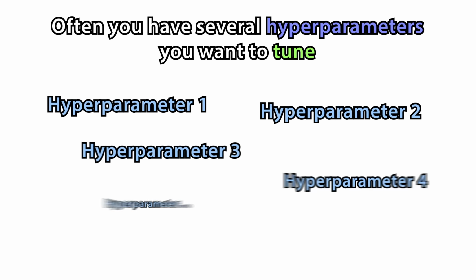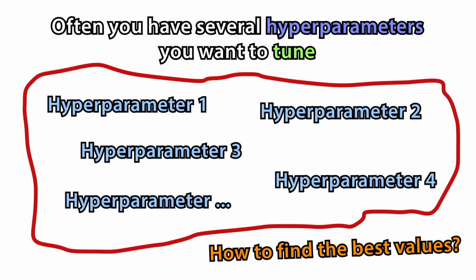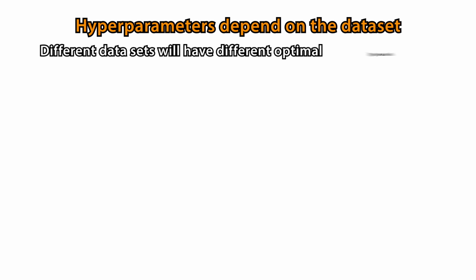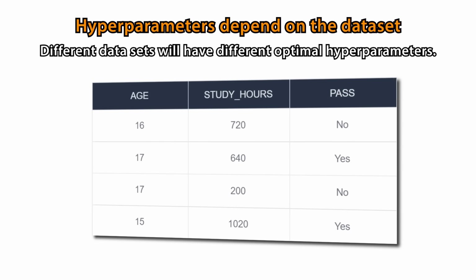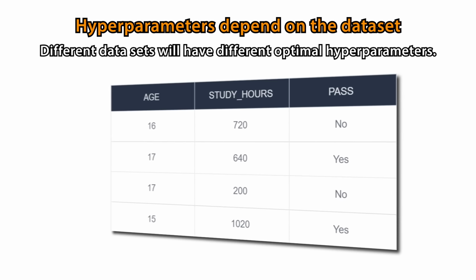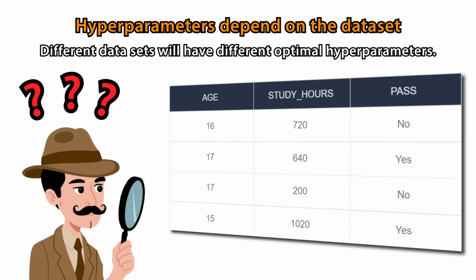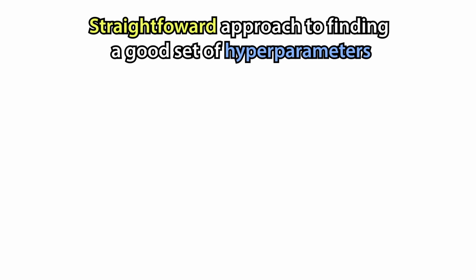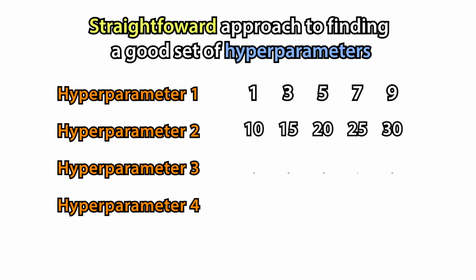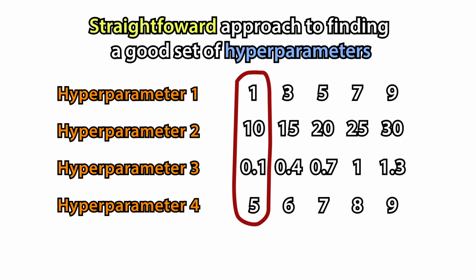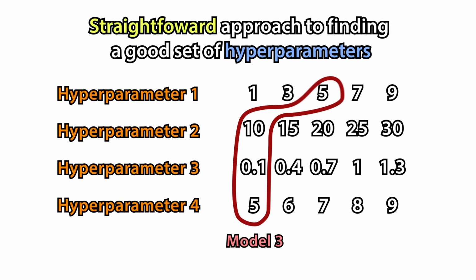Often you won't just have one hyperparameter to tune, but many. So, how do you find the best set of hyperparameters for your dataset? While hyperparameters are typically configured based on the dataset's characteristics, it's impossible to know the optimal set by simply examining the data. A straightforward approach to finding a good set of hyperparameters is to choose several potential values for each hyperparameter and train separate models for every combination.